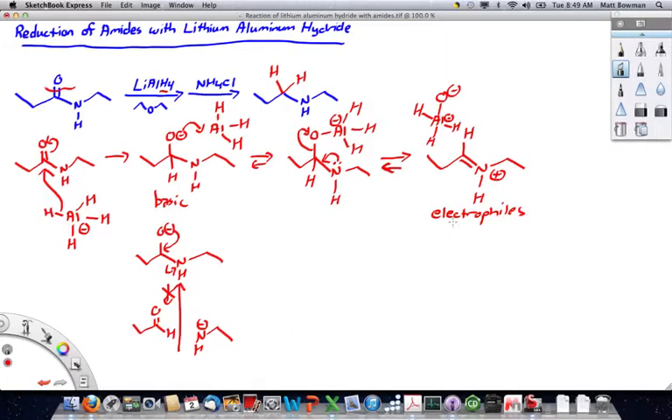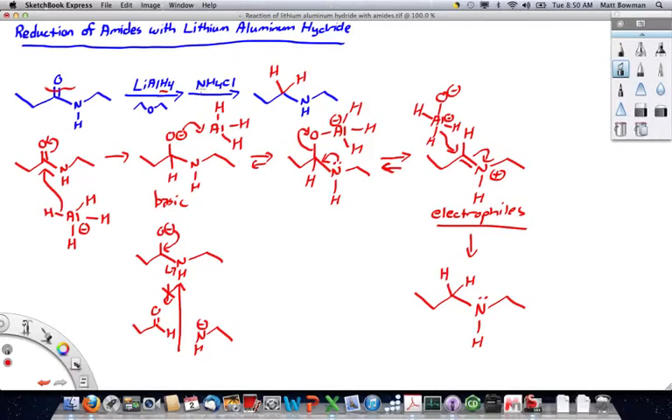And before another amide is reduced, this reacts with a hydride source. And this step is irreversible. It gives the second hydrogen right there. And this is your final product.